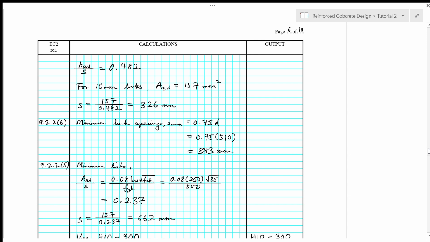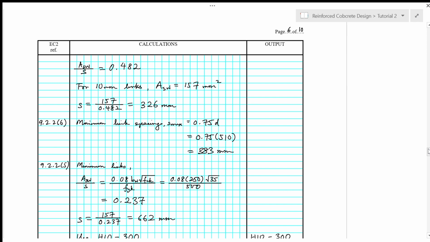So for 10 mm links, Asw is equal to the area of two 10 mm bars, so it's 157 square millimeters. Substituting Asw equals 157 square millimeters, we have spacing of link equal to 326 millimeters. And then referring to Eurocode 2 clause 9.2.2 bracket 6, the maximum link spacing s max is equal to 0.75d, so that is 383 mm.